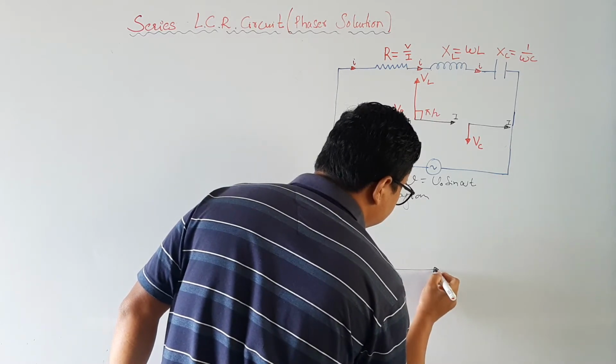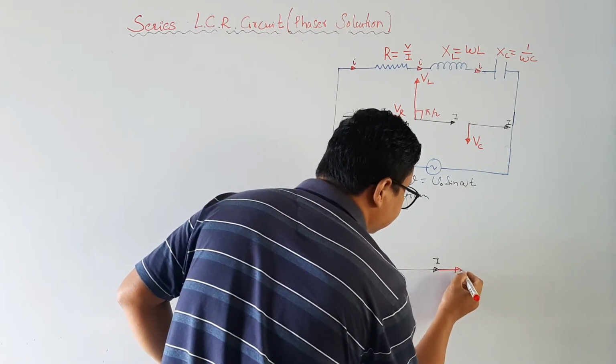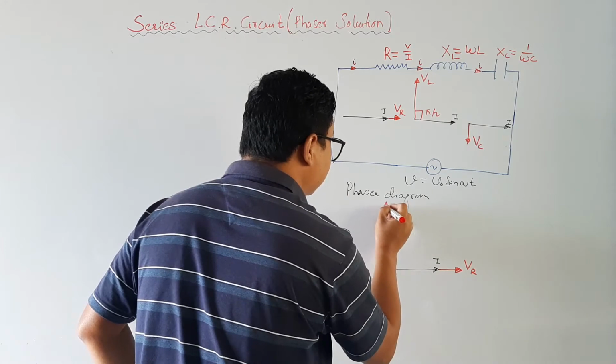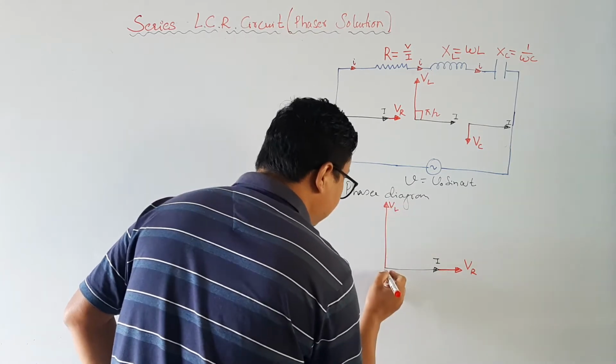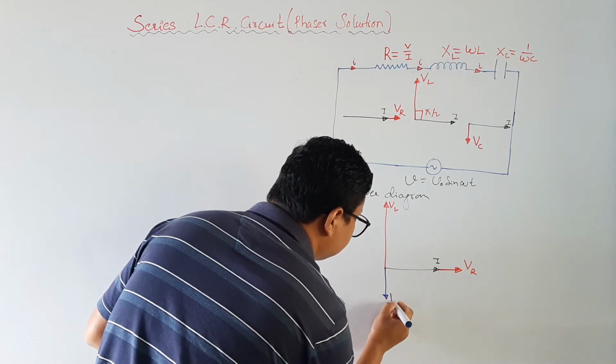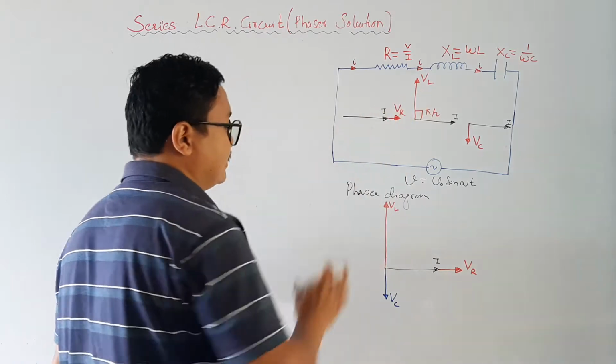There is the current I, and there is voltage V. This is my V of R, and this is my V of L, and from here we have this as the V of C. So this is the phasor diagram for series LCR.